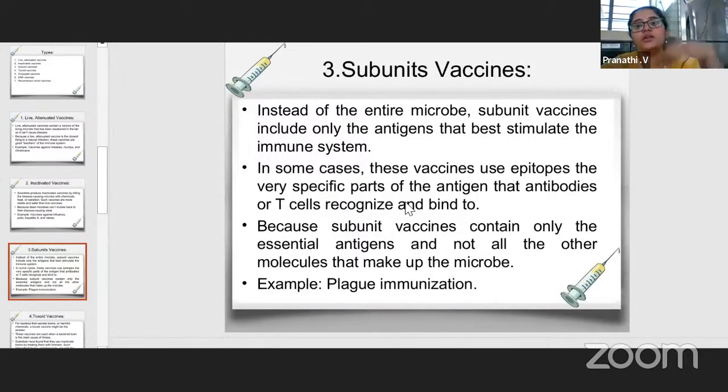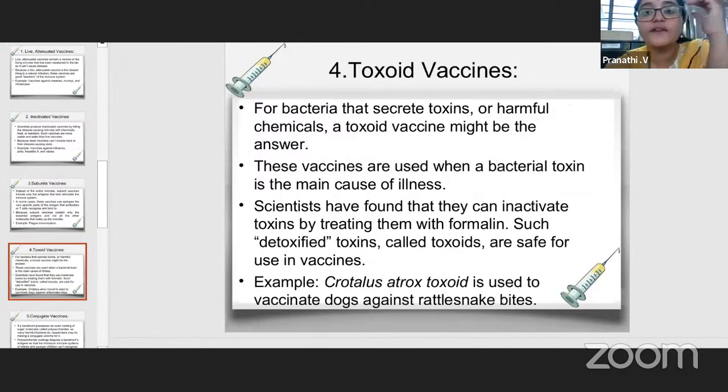Not the entire microbe, only the antigen is taken. This is going to stimulate the immune system, so your T cells will recognize it. An example is your plague immunization. And then you have toxoids.